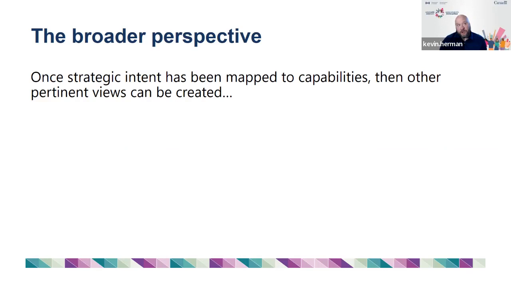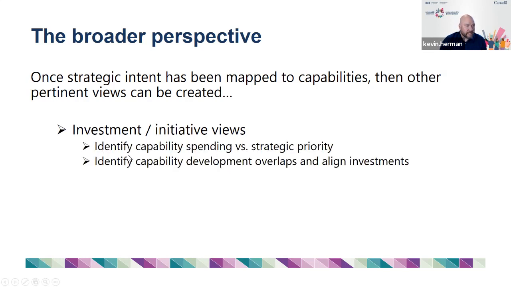Now to talk a little bit about the broader perspective. So very much focusing on capabilities as far as how do we use them for identifying the strategic intent that we're looking for. What do we do with that after? Because there's more than one view that we can create. So we can look at investment and initiative views as a way of getting some insights into where we're spending our money from a capability perspective. And we can compare that to the strategic priorities. So are we putting our money where we say we want to focus our strategic intent?